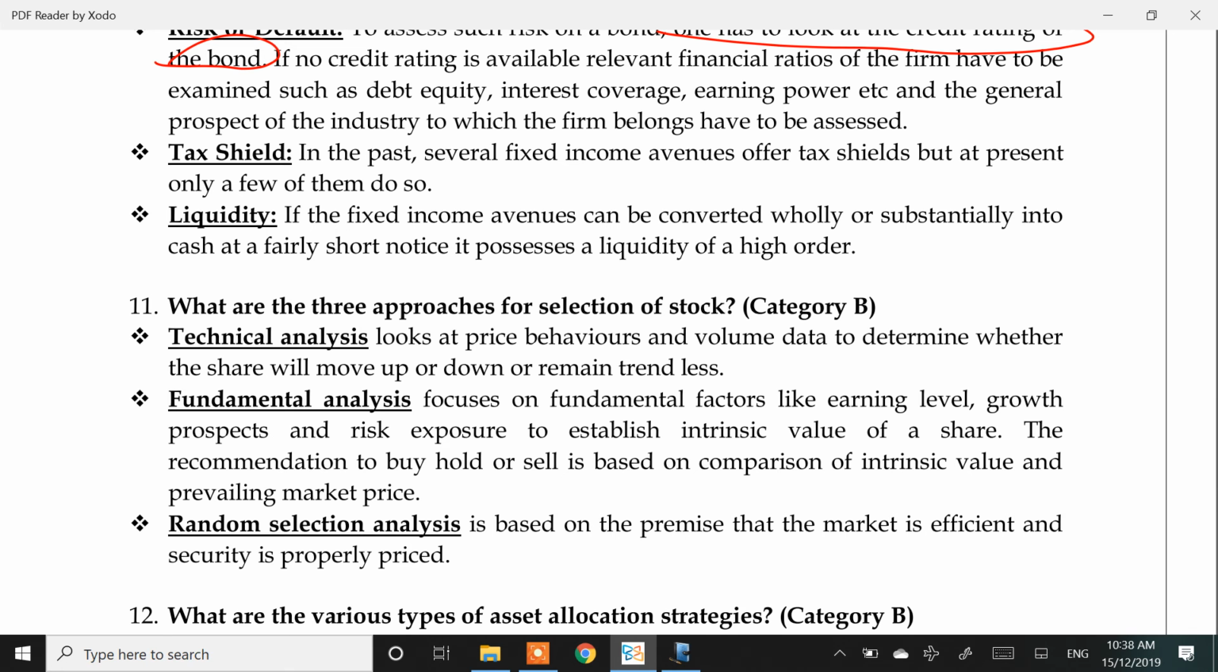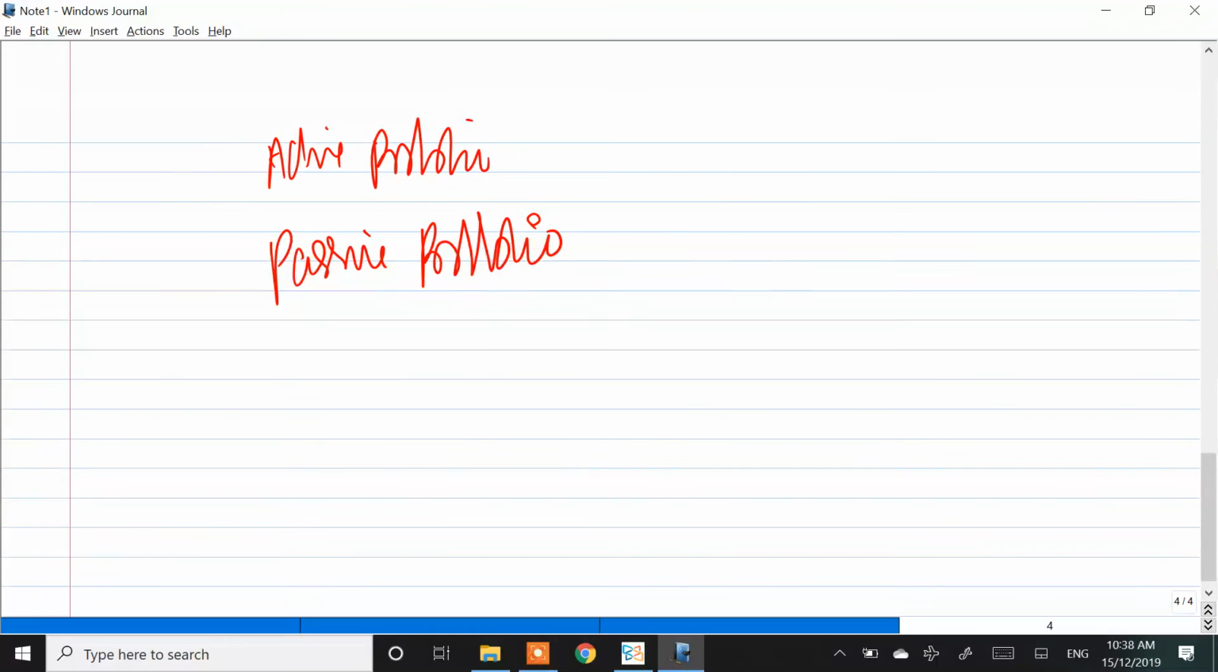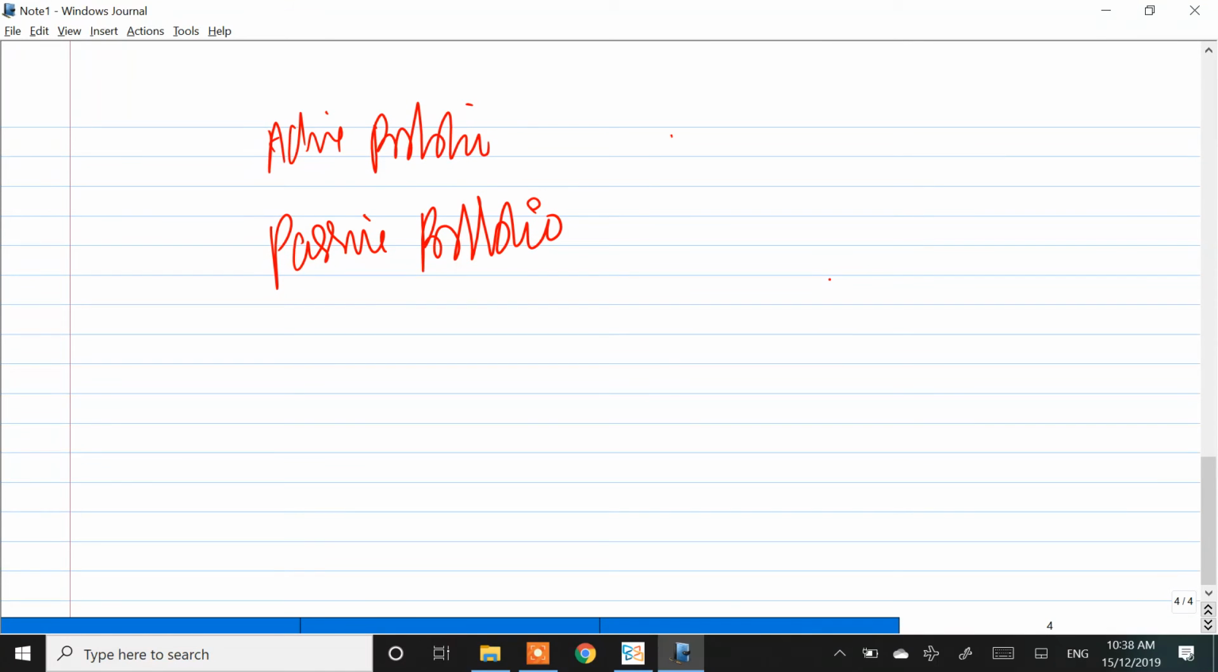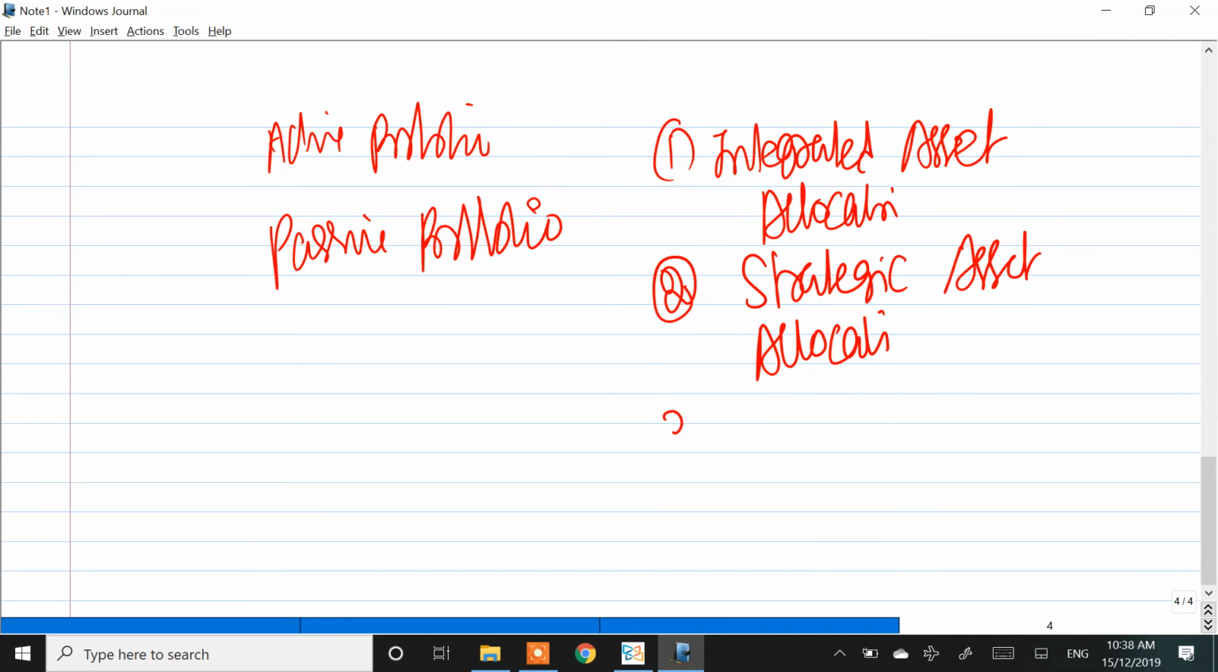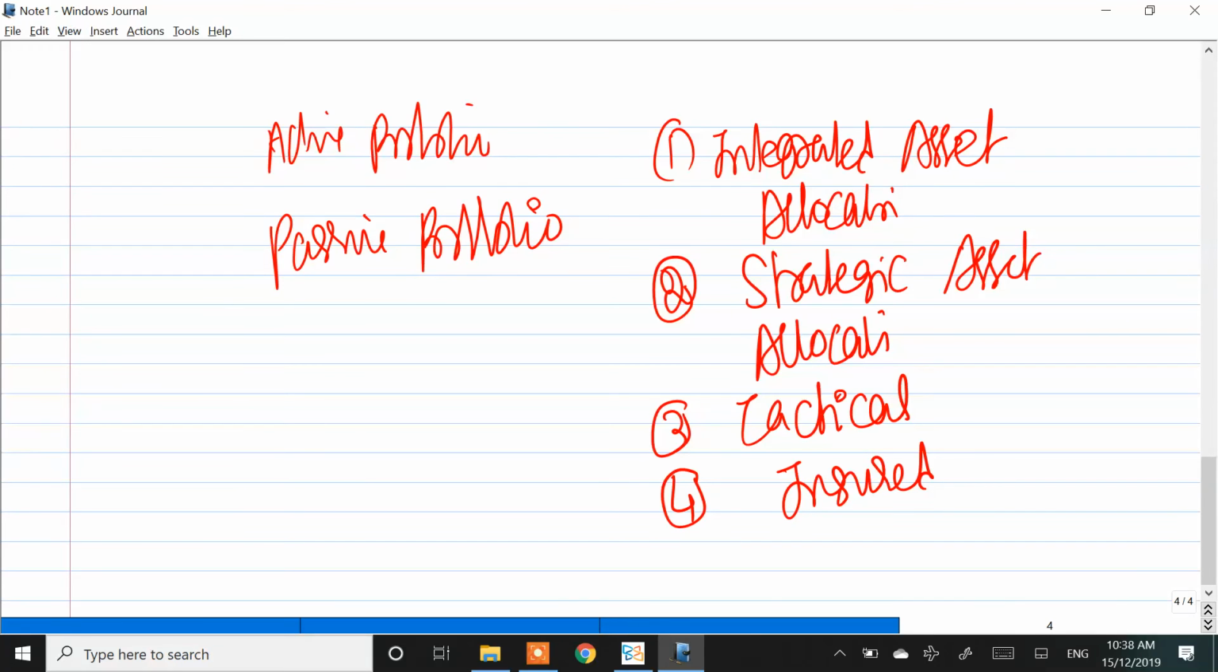What are the various types of asset allocation strategy? Now, this is a critical area. It's difficult unless you have practical exposure to it. One is integrated asset allocation. Second is strategic asset allocation. Third is tactical asset allocation. Fourth is insured asset allocation. So these are the four types of strategy which can be adopted.